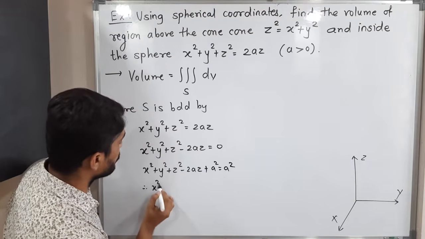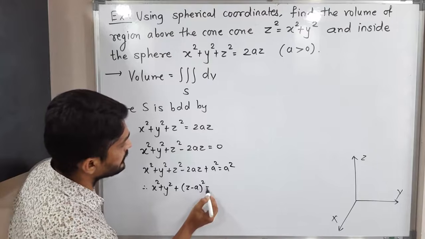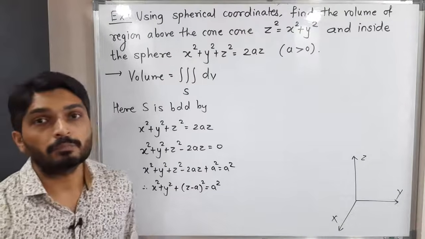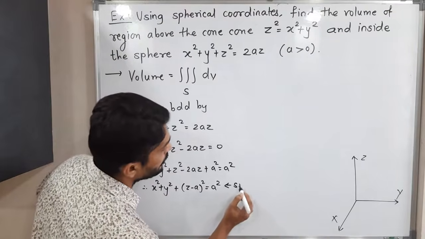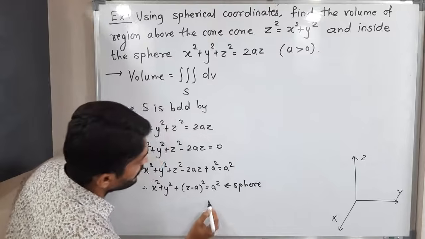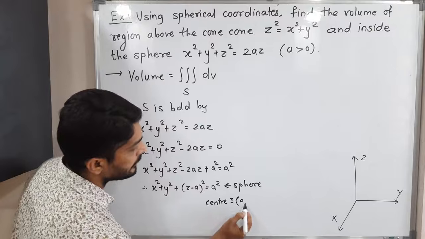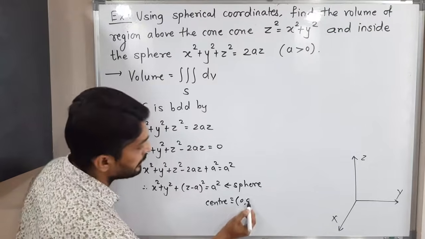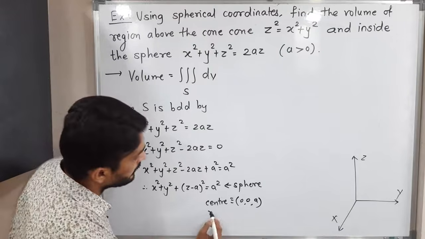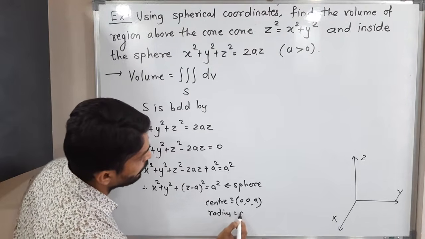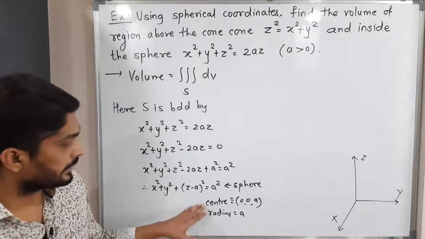So therefore x square plus y square, and this is a bracket square, we have got z minus a bracket square is equal to a square. Now we can say this equation is in standard form. This is a sphere. Its center will be, x minus nothing, so 0, y minus nothing, so 0, z minus a, so a. So this is the center of the sphere. The radius is a, obviously, since we have a square on the right hand side. So we have the center and radius of the sphere.